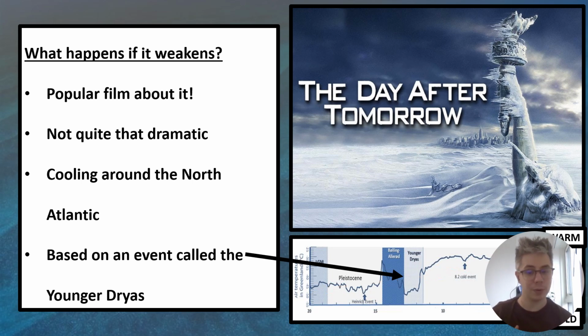This causes cooling around the North Atlantic region, and the graph on the bottom is just a measure of temperature. You can see that there's warming on the left, which is interrupted by this cooler period before the current warm period that we're in today. And the influx of fresh water into the system disrupts the haline part of that thermohaline circulation, which then reduces the amount of warm water which has been brought to the northern latitudes.